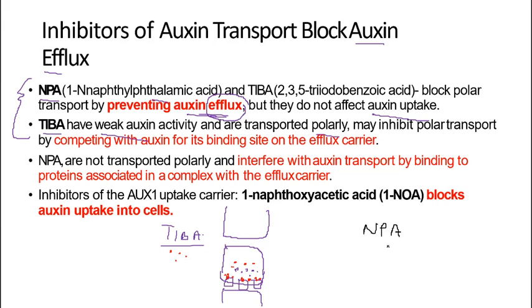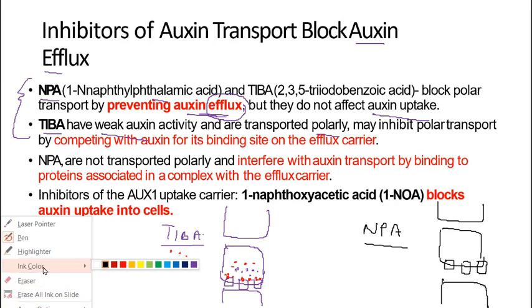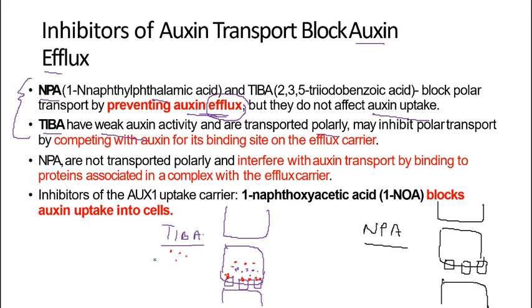The full form is naphthylphthalamic acid, NPA. Now they do not have any weak auxin activity, they do not look like auxin, but it was found that NPA binds to any protein which is responsible for auxin efflux. Now they did not mention which protein they bind to.